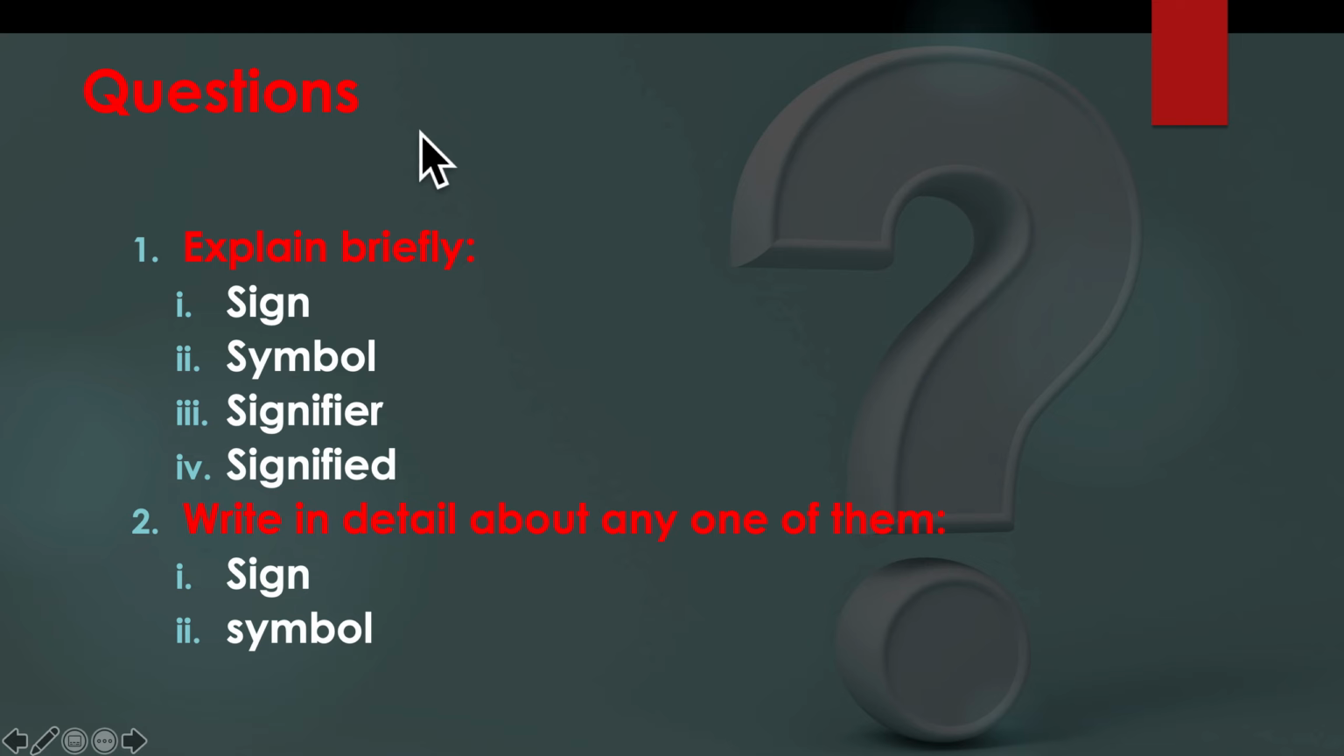Next, time to discuss questions. Question number 1: Explain briefly sign, symbol, signifier, signified. Question number 2: Write in detail about any one of them.